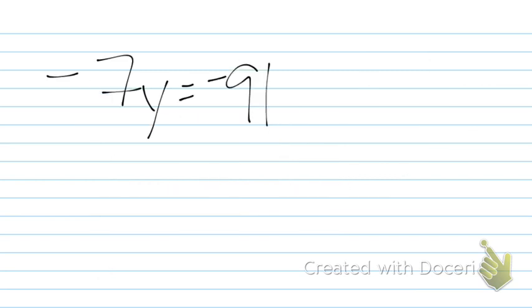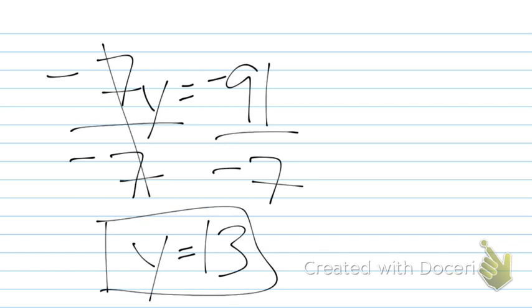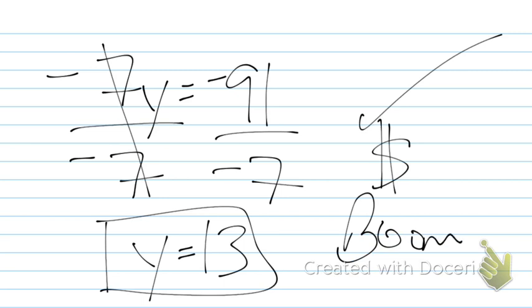Okay, who has some advice for me? How do I get y alone? Callan? Divide by a negative 7. Yeah, so that's important that it's a negative 7. If I were to divide by 7, what happens to the negative with the y? It still says negative, right? I'm not interested in what negative y is. I want positive y. So y is 13. And then is negative 7 times 13 negative 91? Check. Boom. We did it. Okay?